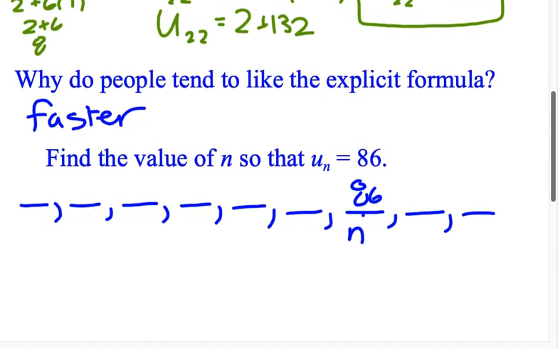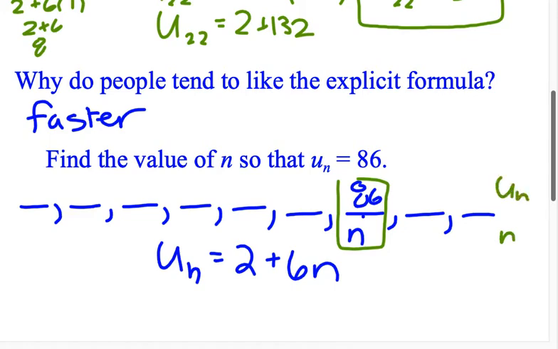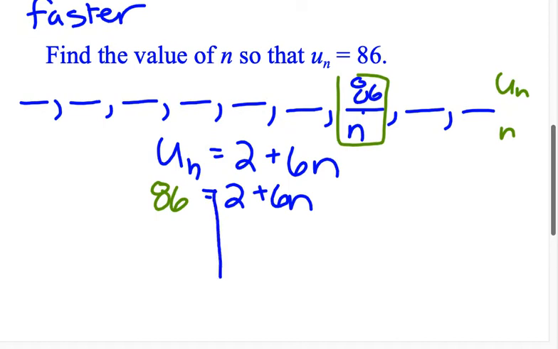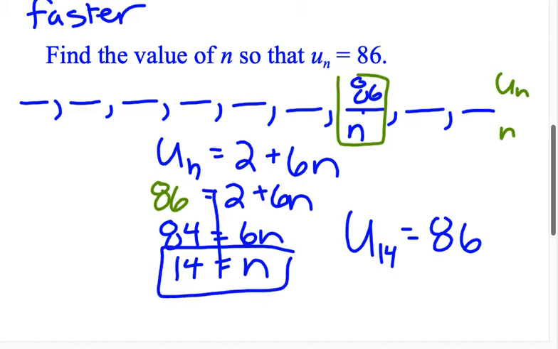So what we're gonna do here, using that explicit formula again, is I know the value of the nth term is 86. So that's u sub n. So I'm gonna replace u sub n with 86, and you solve for n. So you subtract 2 from both sides, divide both sides by 6, and we get n to equal 14. So it looks like that 14th term has a value of 86. All right, very nice.